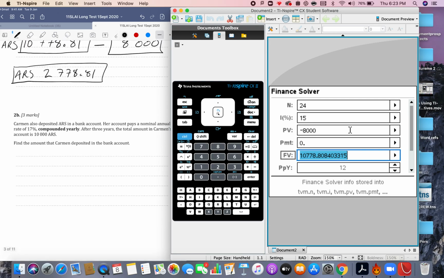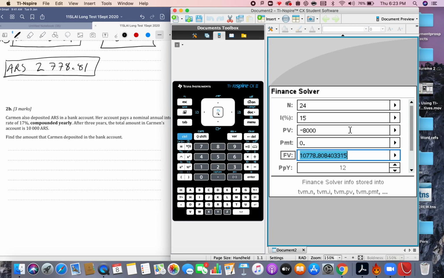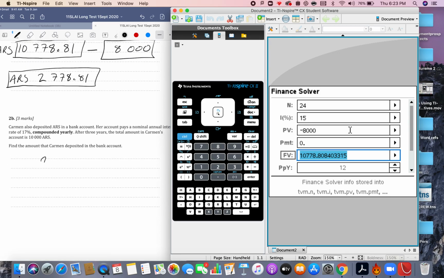2B, Carmen also deposited something in a bank account. Okay, so it doesn't tell us what the present value is. What does she deposit? The nominal interest rate is R equals 17%, compounded yearly, so CPY equals 1. Doesn't say anything else about extra payments, so PPY is also going to be 1. After 3 years, okay, so that's 3 years, but only 1 per year, so that's big N equals 3.